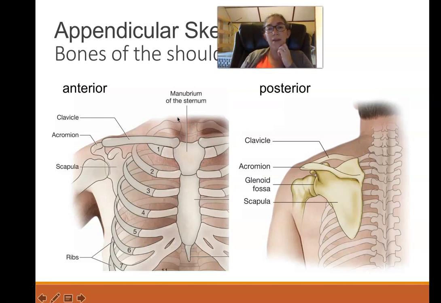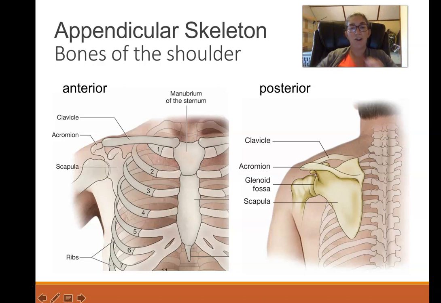So that is the axial skeleton of the trunk, the head and trunk. Now for the appendicular skeleton, the shoulders and arms, the hips and legs. From the anterior side, the front, we can see the clavicle, and on the backside, the clavicle attaches to the acromion, which is part of this larger bone here called the scapula. You can see it better on the posterior side.